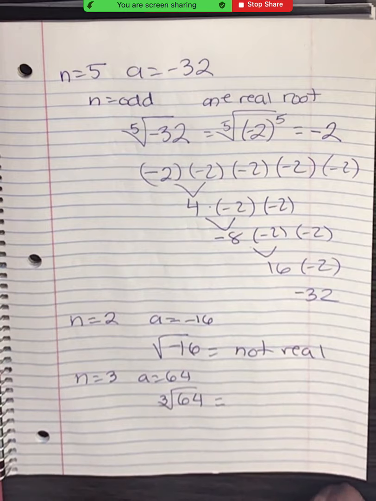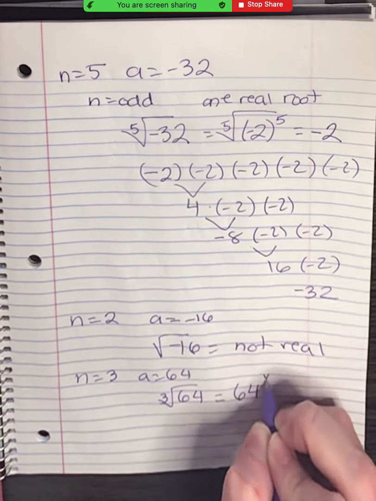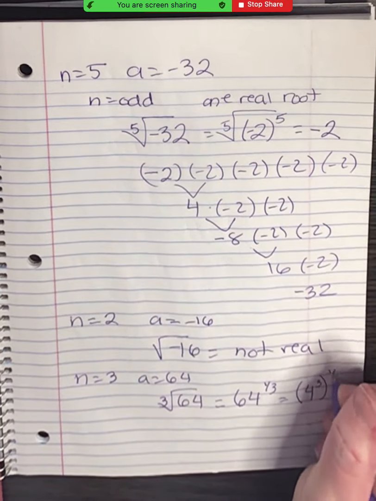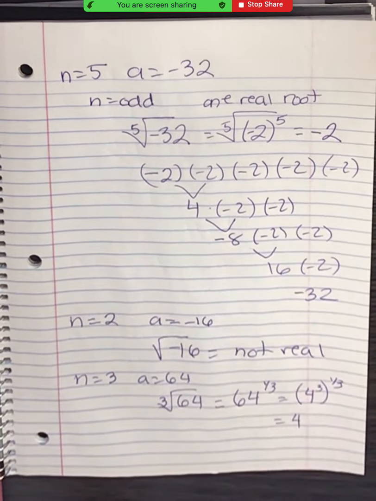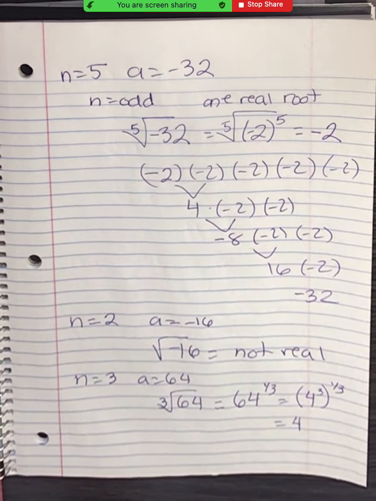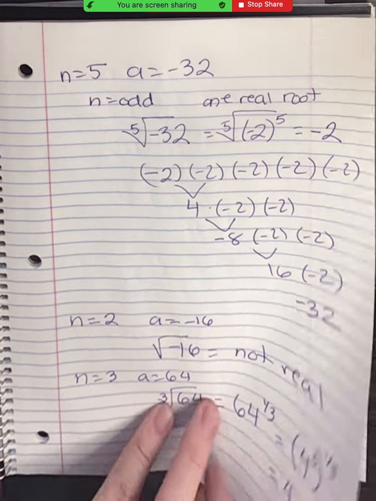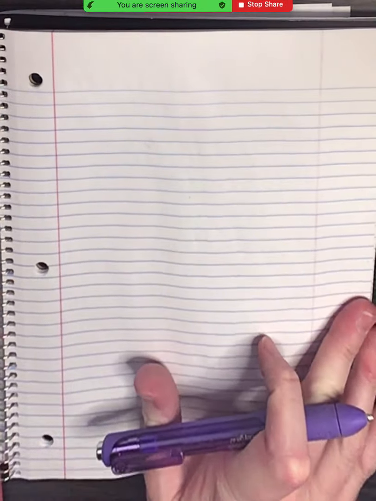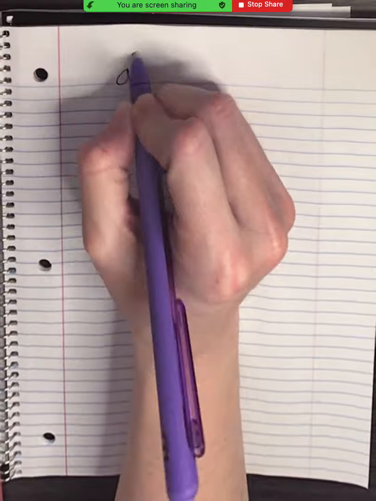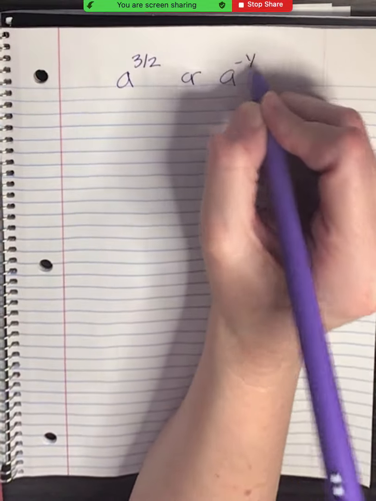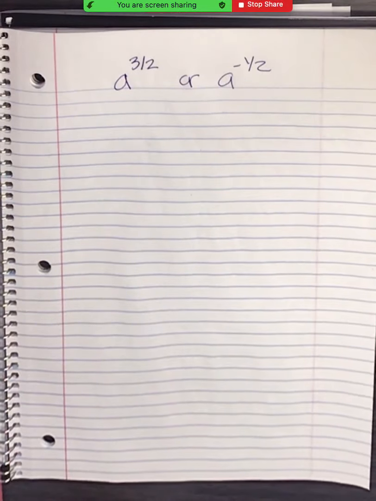Okay? I could say that's 64 to the 1/3. 64 can just be written as 4 to the third power. So that would be 4. Okay? Rational exponents don't have to just be in the form of 1 over n. You could have an exponent like 3 over 2, okay? Or negative 1/2. These are rational numbers.